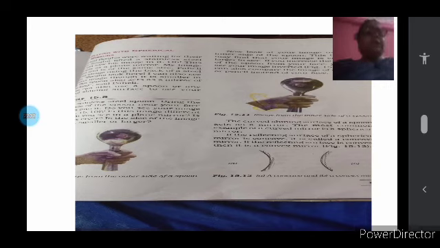So by now you are able to differentiate plane mirrors, concave mirrors and convex mirrors.